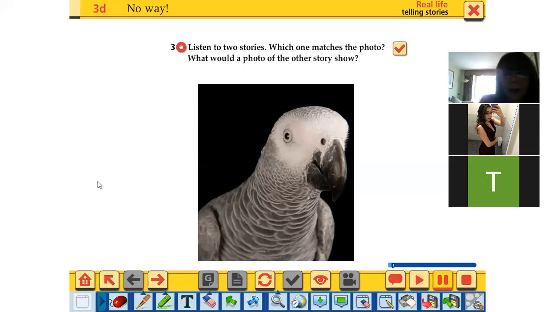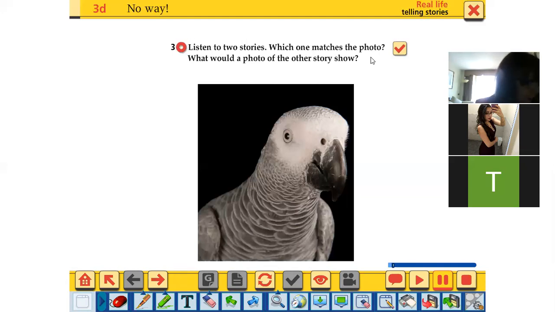Okay. So, listen here. We have just listened to these two stories. So we have to answer this question that says which one matches the photo. According to what you listened to, what would a photo of the other story show? First, which one matches the photo? The first or the second story?